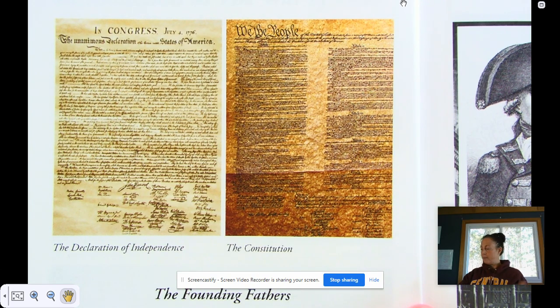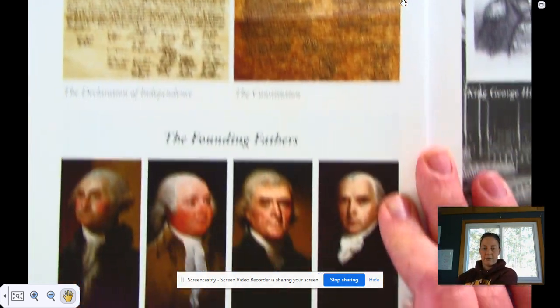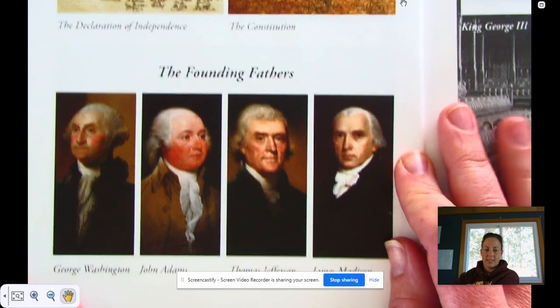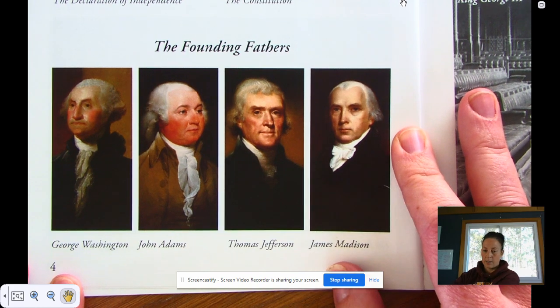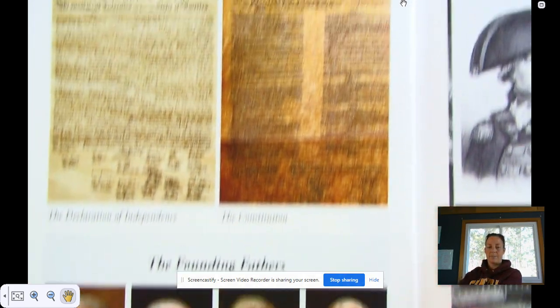Okay. Just kind of scanning down here really quickly. These are the four founding fathers: George Washington, John Adams, Thomas Jefferson, and James Madison. And I will come back down to them in just a second.